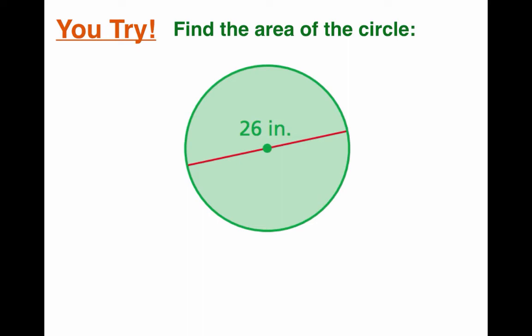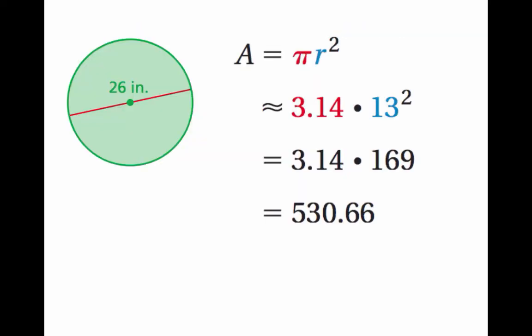Okay, you're unpausing the video. You're ready to check your answer. We've got a nice diameter of 26 inches, which means the radius would have to be half of that, which is 13. So you're going to need to use your calculator to do 13 squared. 13 times 13 is 169. But when you times that by 3.14, you get 530.66. So there is our solution.